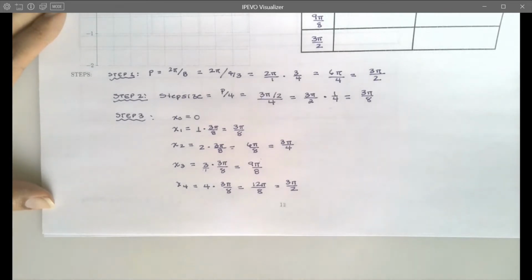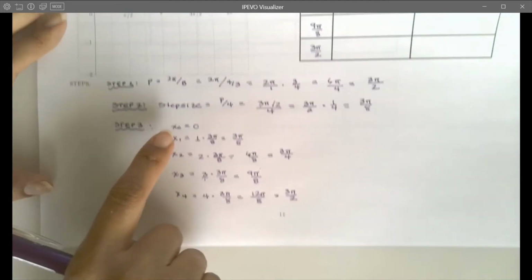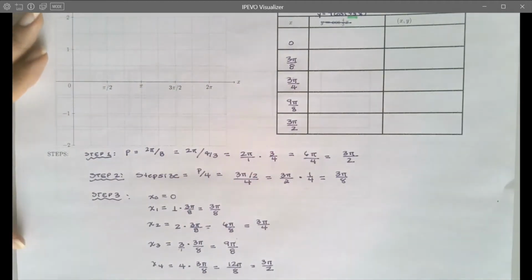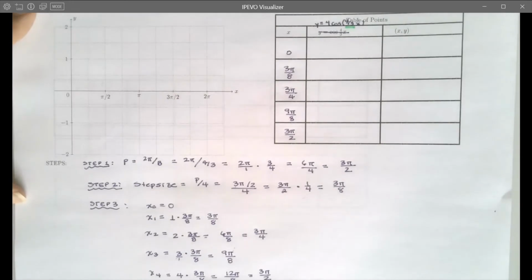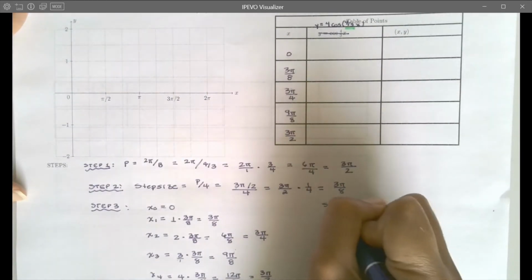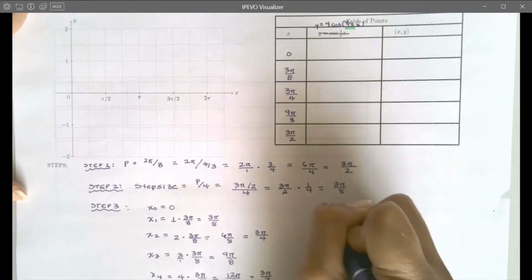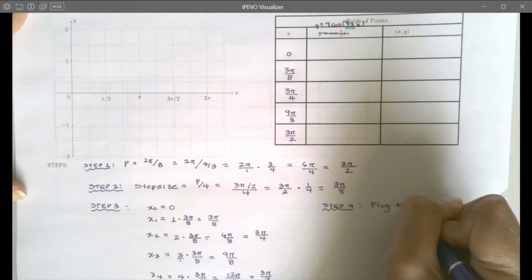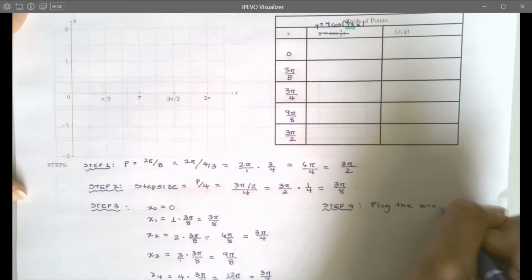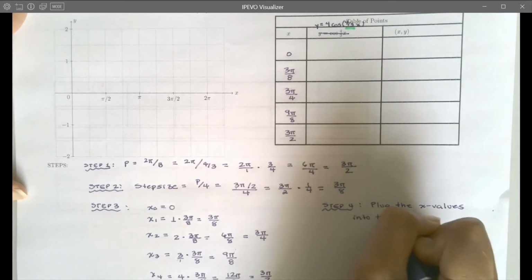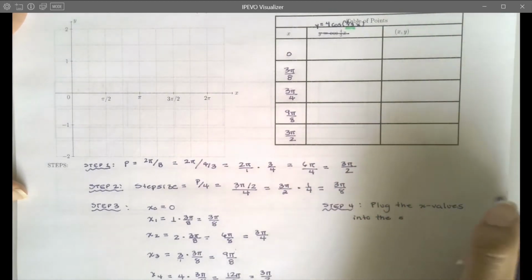Right, so now that we have these x values, go ahead and transfer them over to the table the way that I have here. Because the next step will be to find the corresponding y values to these x values. So let me just write that down. Step number 4 is to plug the x values into the equation to obtain the corresponding y values.